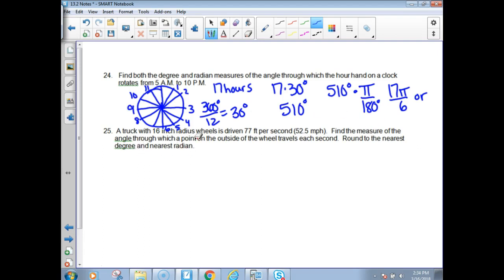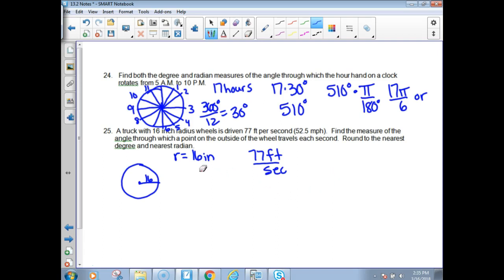A truck with a 16-inch. I'm ready to do the truck problem. All right, we got a truck. It's got a wheel. It has a radius of 16 inches. All right, so let's jot down what we got. A radius of 16 inches, and it's driven at 77 feet per second, or 52.5 miles an hour. Ignore that part. Find the measure of the angle through which a point on the outside of the wheel travels each second. Round to the nearest degree and nearest radian.